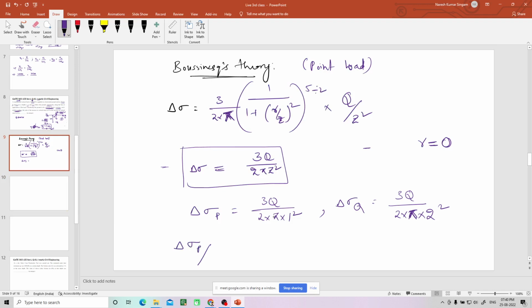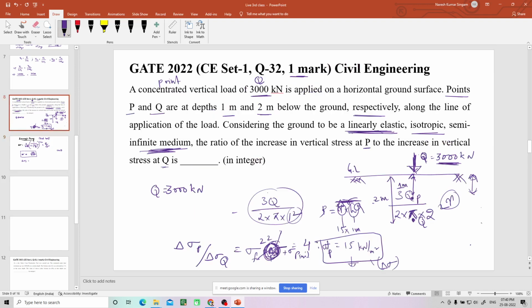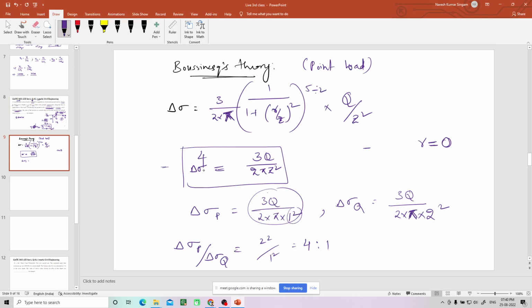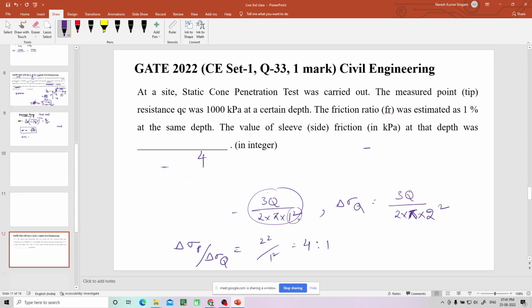So delta P by delta Q is asked in the question. Now 3Q everything is same other than this 1 square and 2 square. So what will happen? This divided by this, you will get 2 square by 1 square, which is 4 by 1, right? So here the answer is 4. Do you have any doubt here? No, right? Okay.